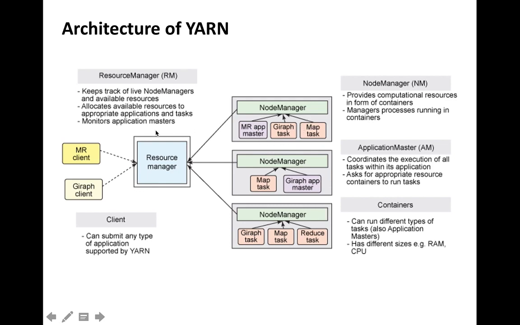And how many are already occupied by some task. That's one. The second thing is if some client submits an application, for example, a program that wants to execute, the resource manager will decide which node will execute the application, and allocate the available resources to the application and its tasks.